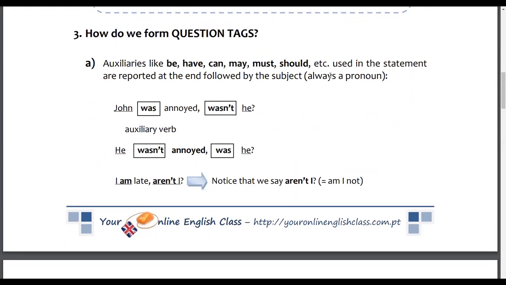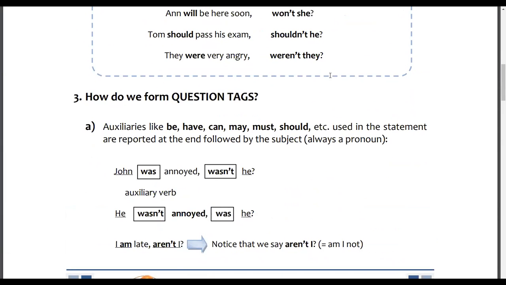Now, how do we form question tags? This is a very interesting question that we have. And now here you go. The explanation is in 3.A, which is auxiliaries like be, have, can, may, must, should, etc., are used in the statements, are repeated at the end, followed by the subject, always a pronoun, with a pronoun, okay? So here we go.